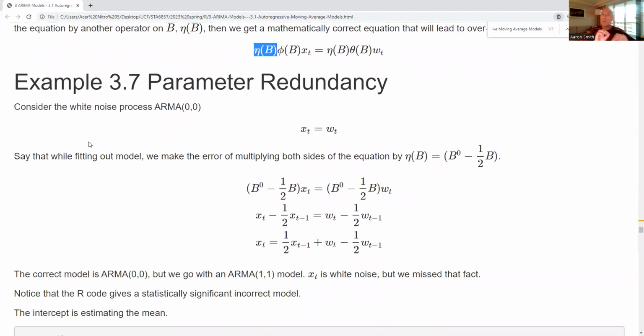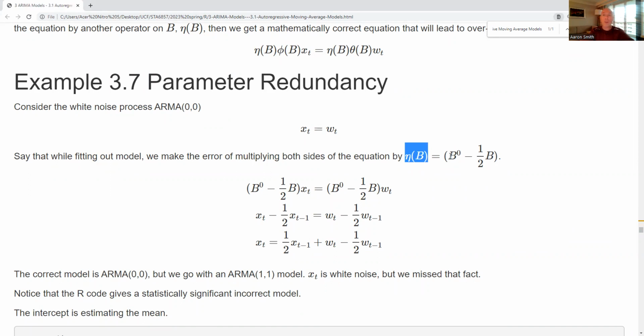All right, so let's consider the simplest situation we could really think of for this. Let's just say that our time series observation is just white noise. White noise means that there's zero correlation between observations of different times, and there's just no relationship. It's just noise. Now let's say we made the mistake of multiplying both sides by this eta function on the backshift operator.